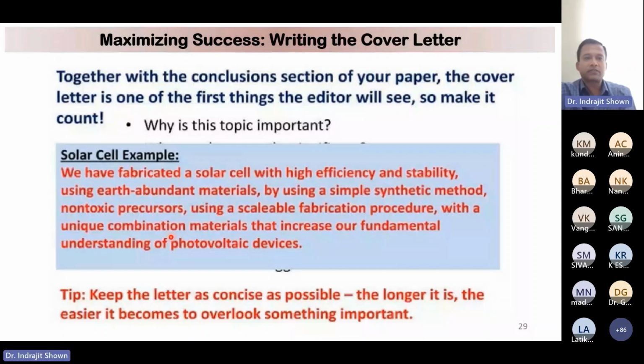Like if we are doing some research on solar cells, we have to say that we have fabricated a solar cell with high efficiency and stability using earth abundant metal, by using a simple synthetic method, non-toxic precursors, and a scalable fabrication procedure, with a unique combination of materials that increases the fundamental understanding of the photovoltaic device. This is basically a summary of the research you did, and you summarize it for the editor. That's why we say that a cover letter should be concise.